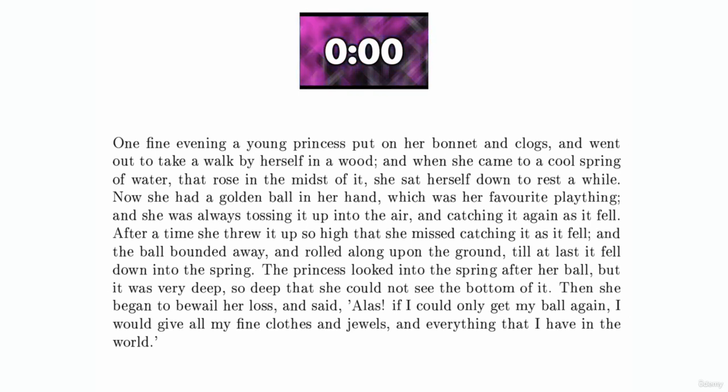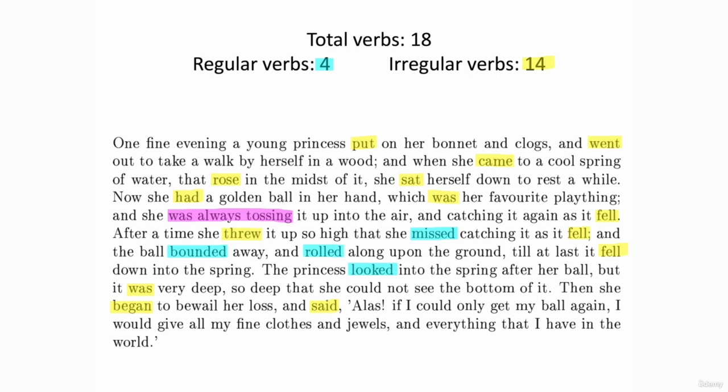Time's up. Now, in this text, we have a total of 18 verbs conjugated in the past simple tense. 4 of those verbs are regular verbs: missed, bounded, rolled, and looked. 14 of these verbs are irregular verbs: put, went, came, rose, sat, had, was, fell, threw, began, and said.